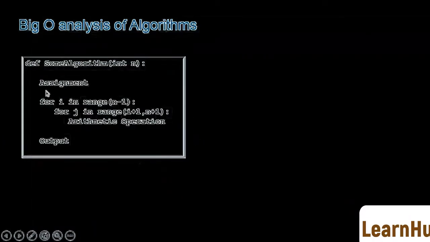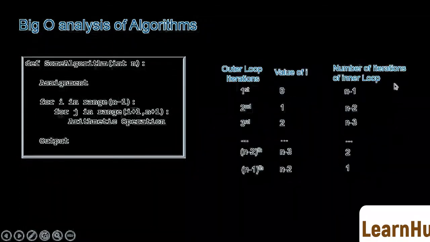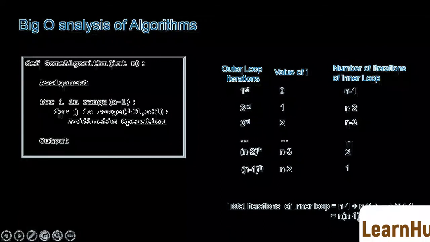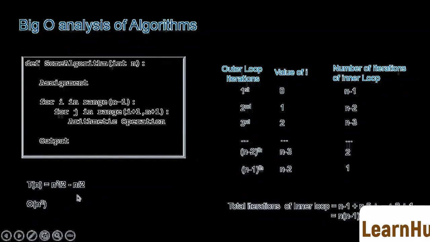Now in this algorithm, this outer loop executes total n minus 1 times. And these are the number of iterations of inner loop in each iteration of outer loop. So total number of iterations of inner loop is this. Time complexity is this, and it is order of n square. We'll see this nested loop in selection sort algorithm.